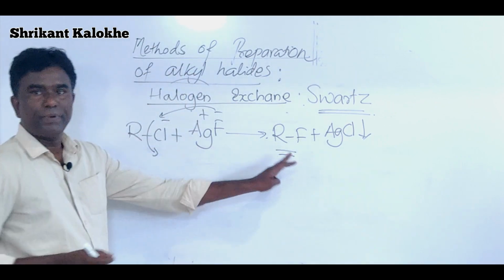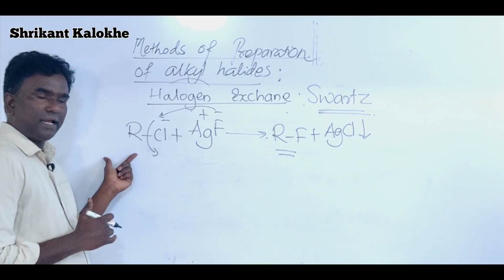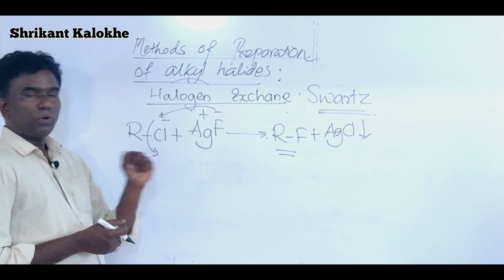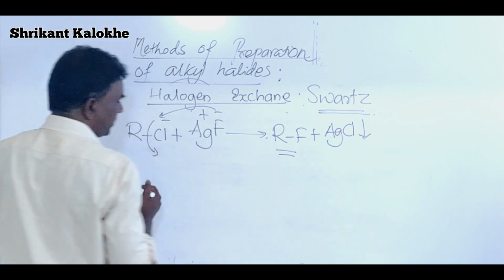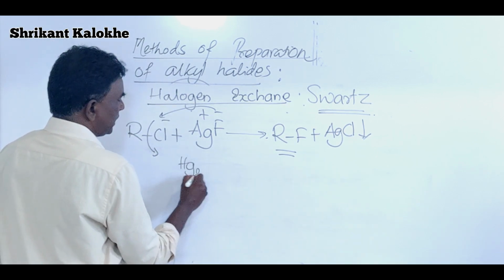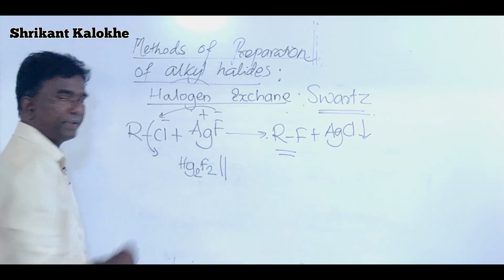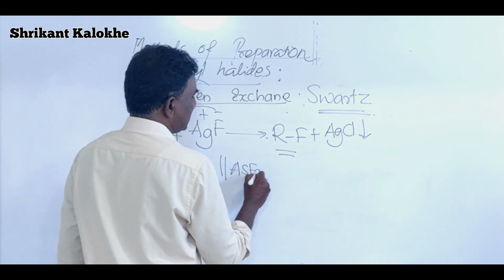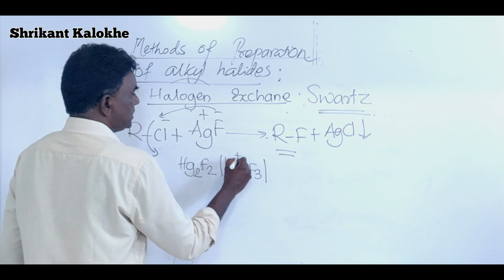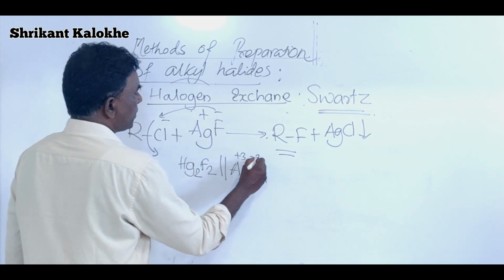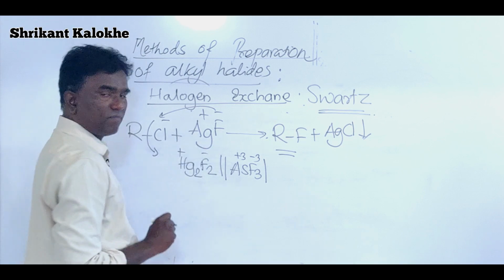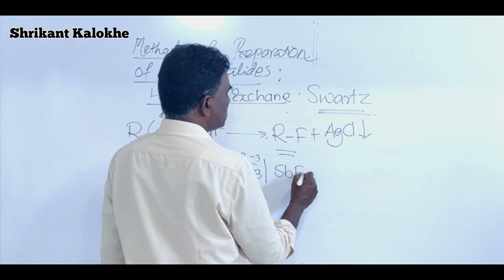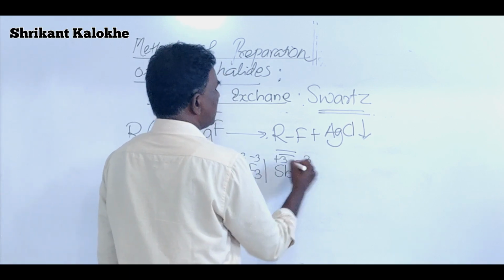In this way, in Swarts reaction, alkyl fluorides are prepared from other alkyl halides by treating them with fluorinating agents or fluoride salts like silver fluoride. Another fluoride salt we can take is of mercury, Hg2F2, which could also be taken as a reagent. Another fluoride, AsF3, arsenic fluoride. Here the oxidation state of arsenic is +3, three fluorides -3. Again, you can take antimony fluoride also, SbF3, Sb3+, F- 3.